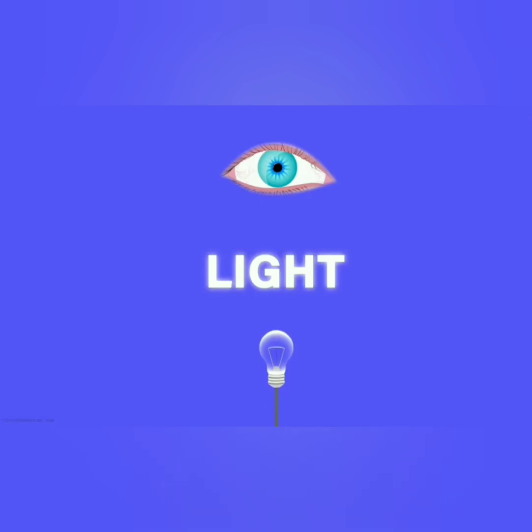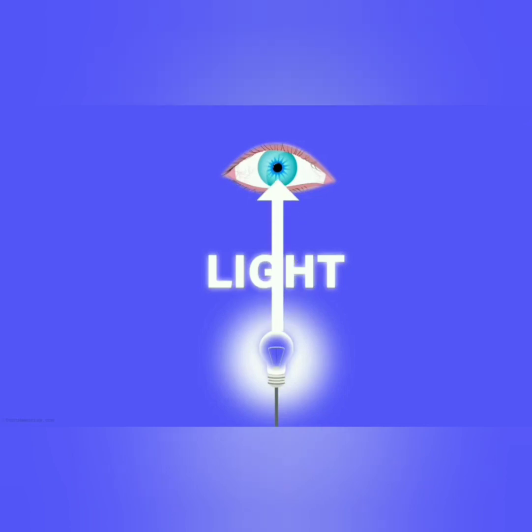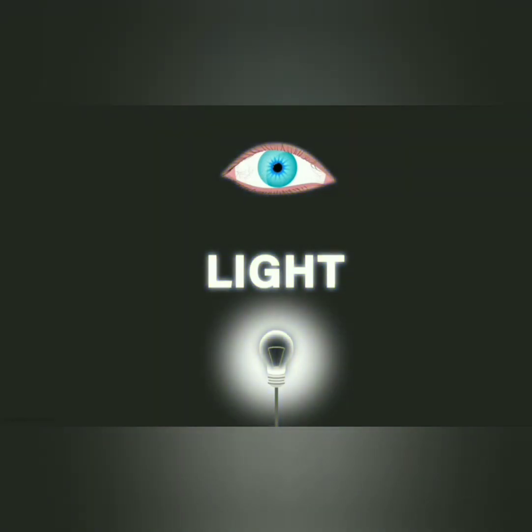We are able to see the objects around us because of the light coming from these objects. The light from these objects travels in space and reaches our eyes. When it's dark or during nighttime, as there is no light, we are unable to see these objects clearly.